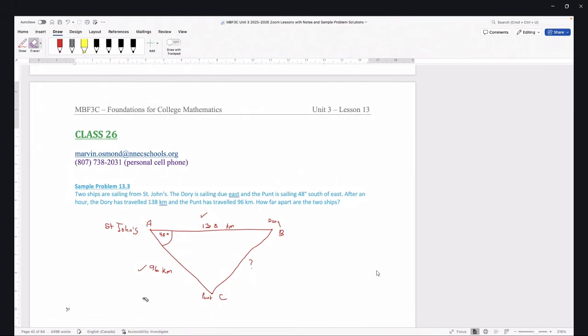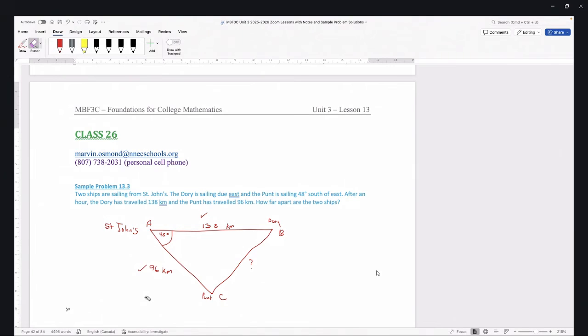So this particular one that we looked at, we drew the diagram already. Sample problem 13.3 says, 2 ships are sailing from St. John's. The dory is sailing due east. When you think about due east, it's just straight off horizontally to the right. So that's the way that ship is sailing. And the punt is sailing 48 degrees south of east. So 48 degrees south of that line is the direction that the punt is sailing in.